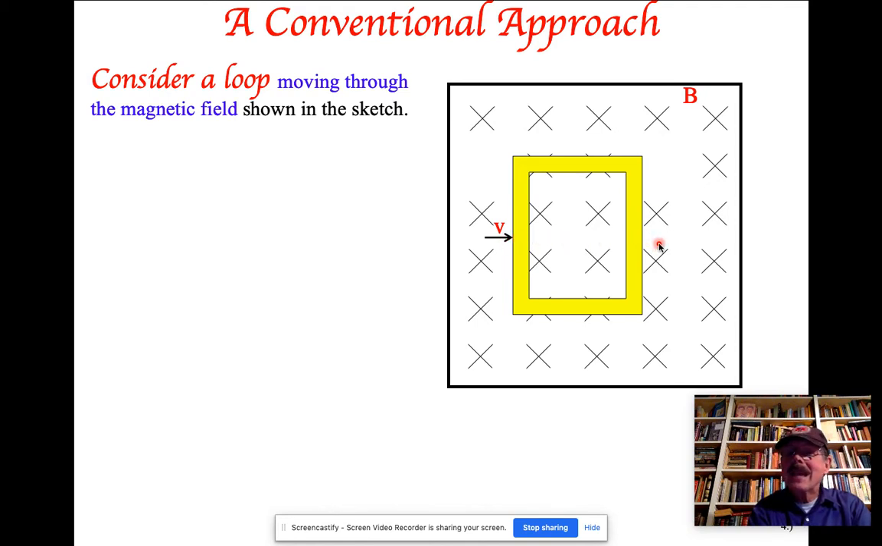An interesting thing happens when this kind of a situation occurs, if you were actually to try it. What you would find is that positive charge would accumulate across the top here, and negative charge across the bottom.